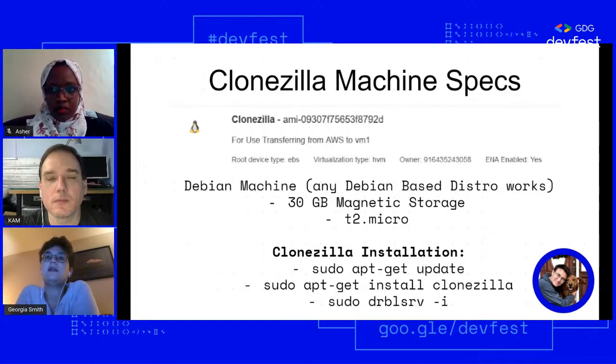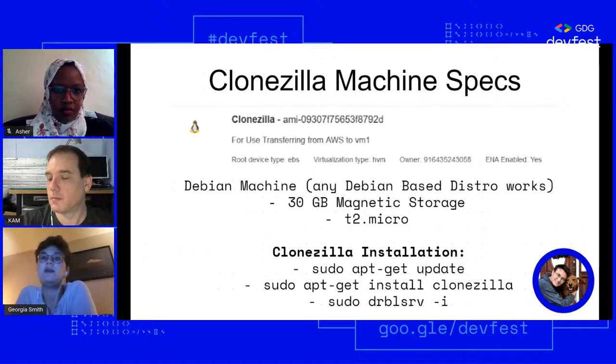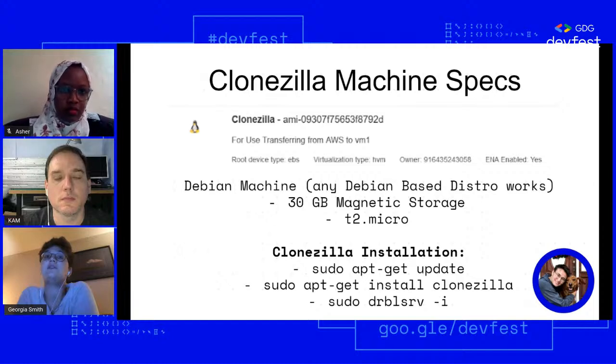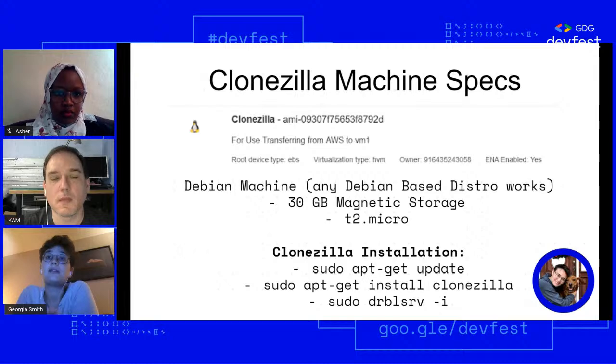So what we did is we spun up a Clonezilla machine image in AWS. It was a Debian machine with Clonezilla installed on it. And we had to do that because AWS does not allow you to use ISOs or any live image. So instead of doing the stock Clonezilla live image, we made a machine that just loaded it. Next slide.